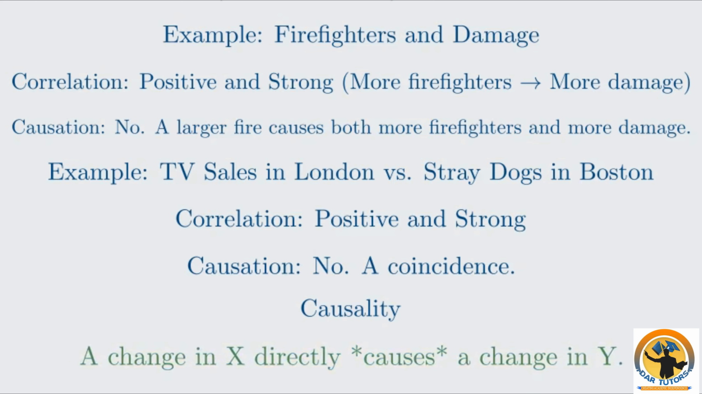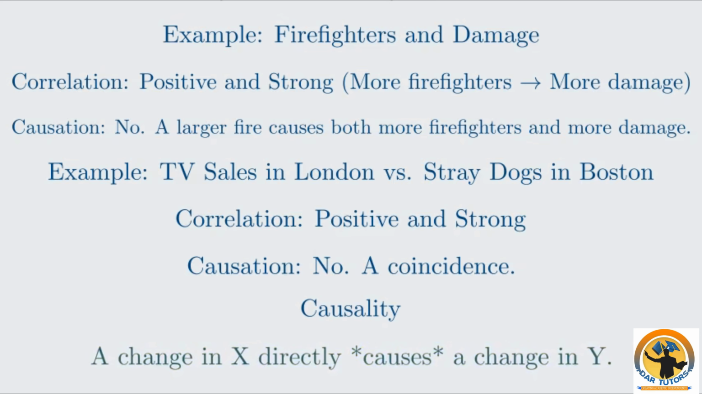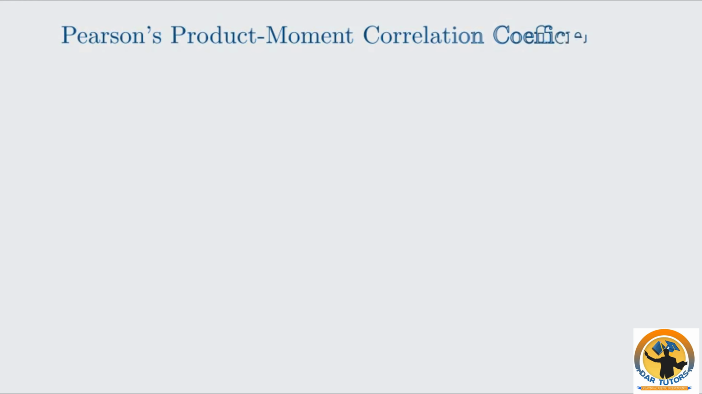Always consider other potential factors, known as confounding variables, that might be driving the observed correlation. Our visual assessment of scatter diagrams is subjective. To get a precise, objective measure of linear correlation, we use a formula. This brings us to Pearson's product moment correlation coefficient, denoted by the letter R. This value provides a statistical measure of the strength and direction of the linear relationship between two variables.